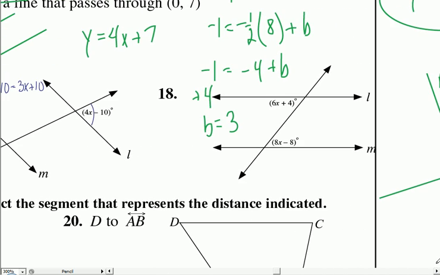Let's take a look at this one. Got writing all over it, but what's true about this angle and this angle? They're both acute, so they're both equal to each other, right? So if they're equal to each other, what do you do? Set them equal to each other and then solve. So 8x minus 8 equals 6x plus 4. You do your math, and you're good to go.